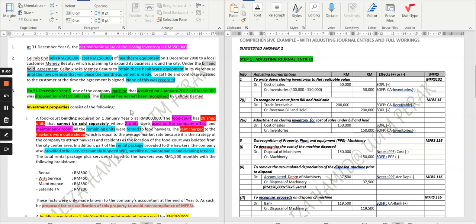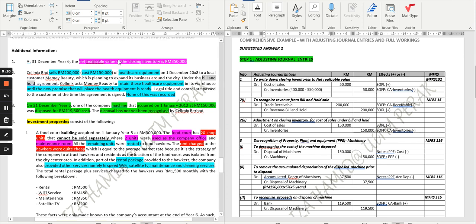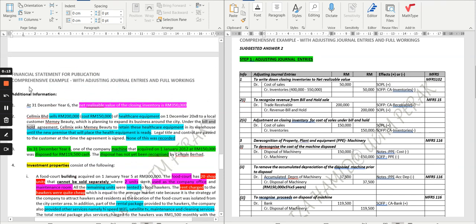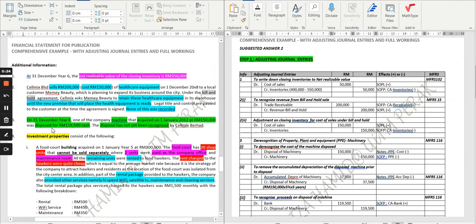In today's presentation, our intention is to prepare the financial statement for publication, and we intend to have comprehensive examples together with the adjusting journal entries and full workings. The intention initially is to prepare you for the financial statement question in the final exam, which is question 1 for 30 marks, as well as to prepare you for the submission of group project 2, which is going to take up 10% of the assessment.